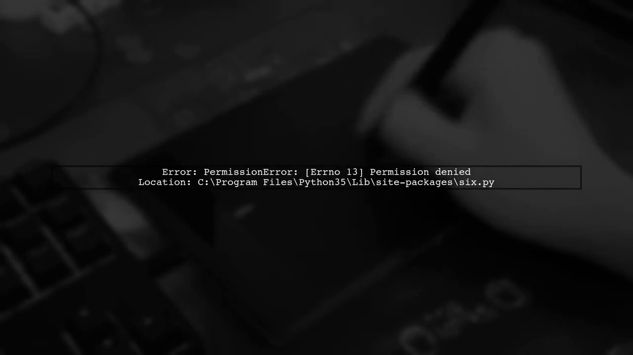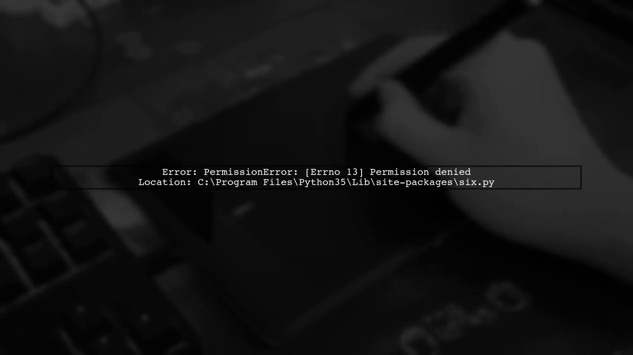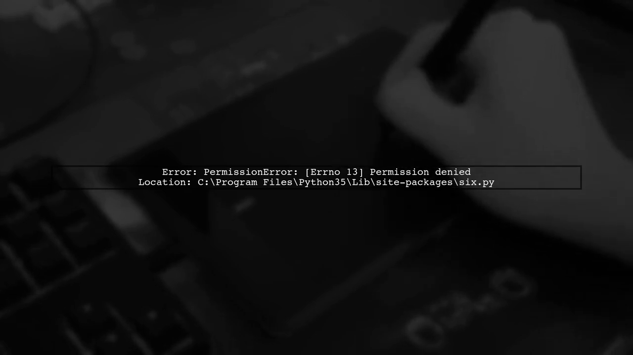The error you're encountering is a permission error, which means that your user account does not have the necessary permissions to write to the specified directory.